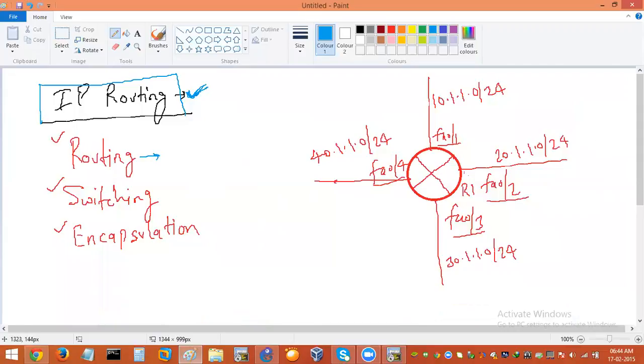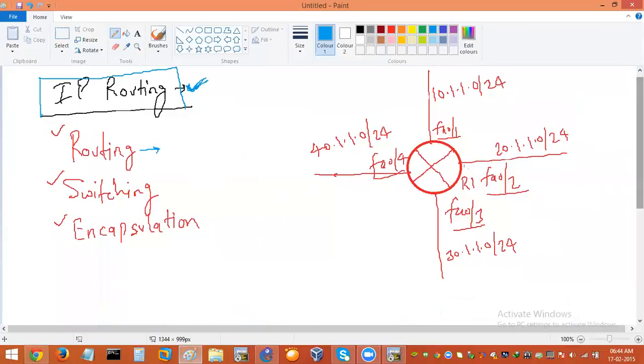Now everyone should be clear, guys. This is my question to everyone. Type in chat, based on this diagram that you see on the screen, this router has 4 different interfaces connected to different networks. Everyone, please post in the chat box how the routing table of R1 would be. I want you to tell me how the routing table of this router would be, based on the information that you see on the screen.